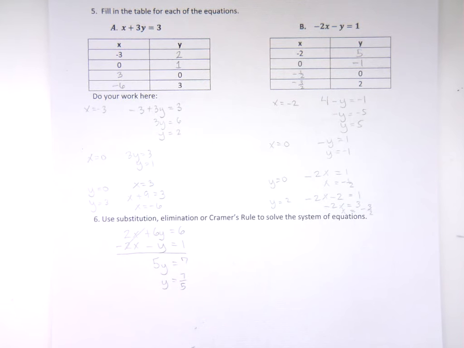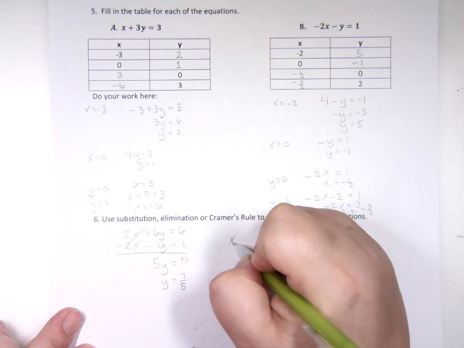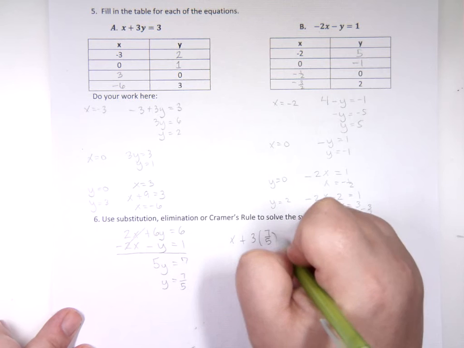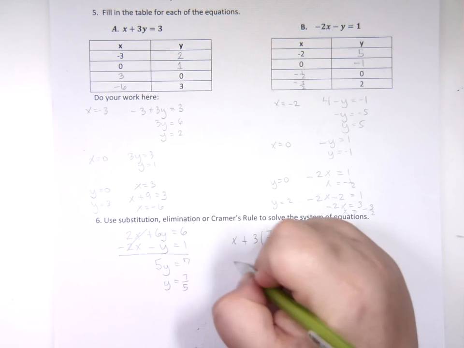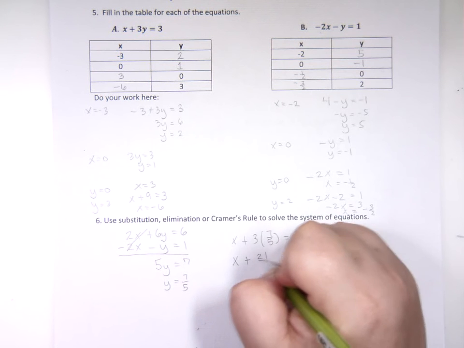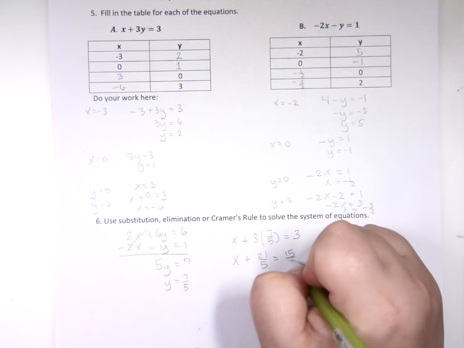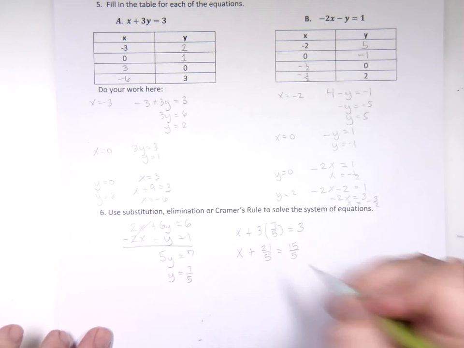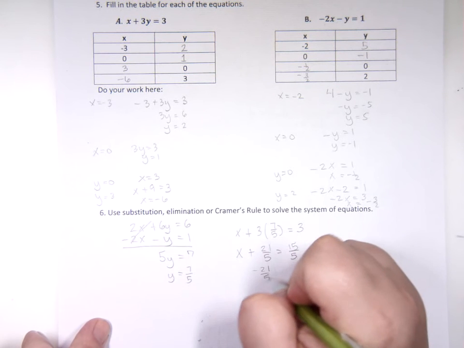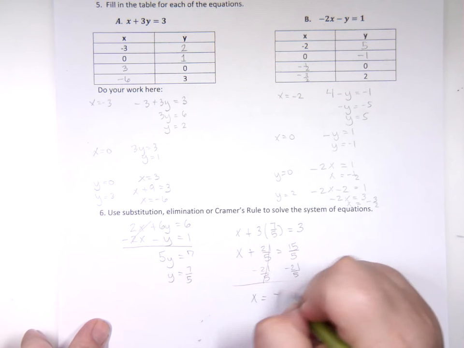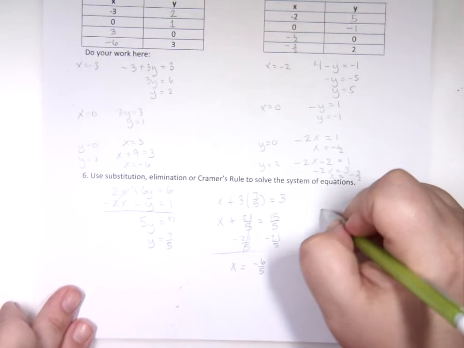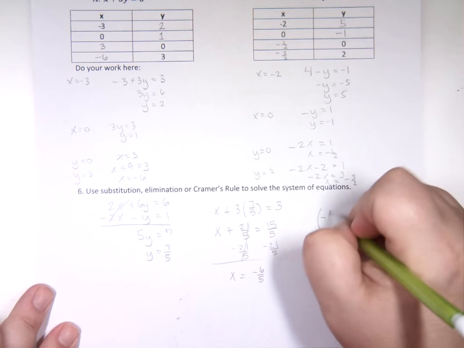And then we can plug in for x. So I'm going to plug back into that first equation again. x plus 3 times 7/5 is equal to 3. So now I'm going to change everything into a fraction. So we've got x plus 21/5 equals 15/5. And now subtract 21/5 on both sides. So x is equal to negative 6/5. So our solution is the point negative 6/5, comma 7/5.